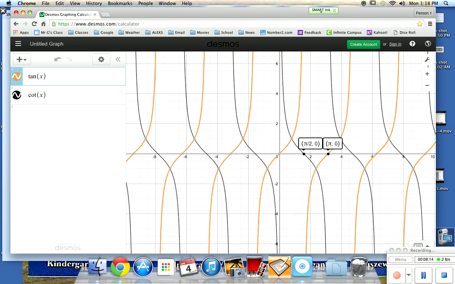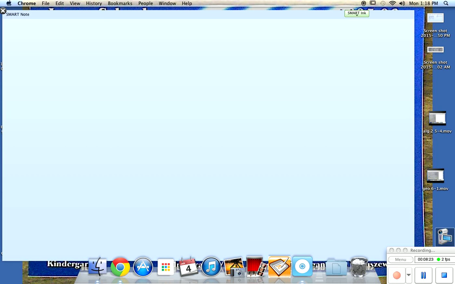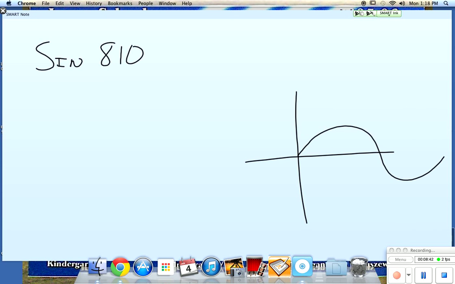Now, the next one I want to go through. I can probably clear this right out. I'm going to use an example of sine of 810 degrees. And we have to figure out what the sine of 810 degrees is. Now that's remembering that our sine looks like this, all right? Here's pi, here's 2 pi over here. We've got pi over 2, and we got 3 pi over 2.